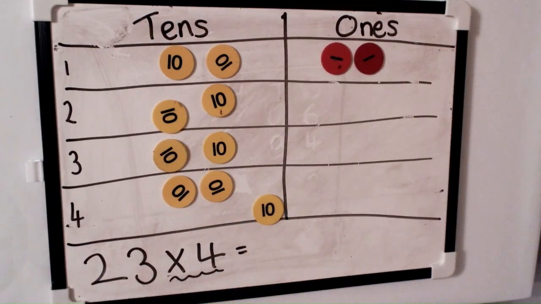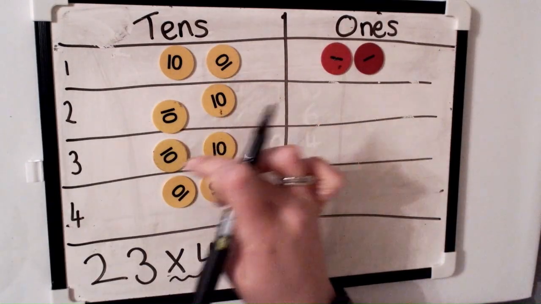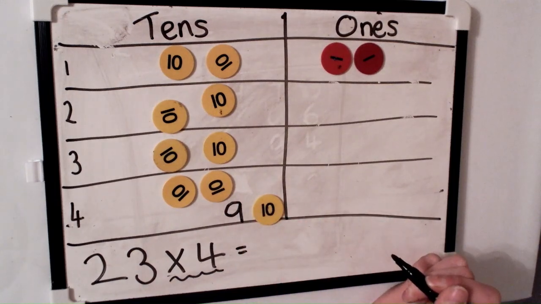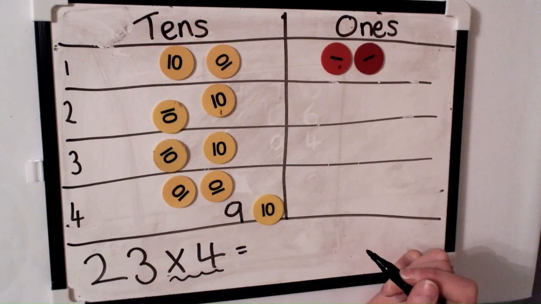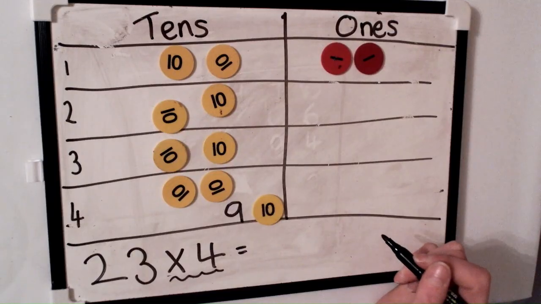So now I can add up my tens. Again, if I managed to get 10 tens, I could exchange that for a hundred. But now I've got my answer.